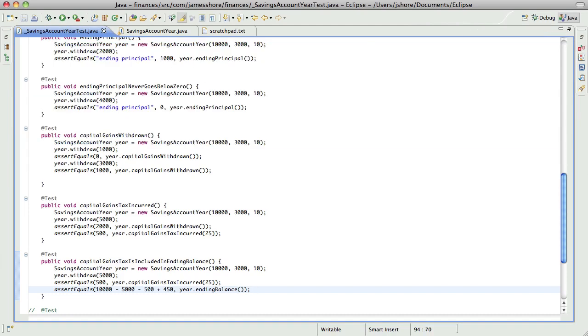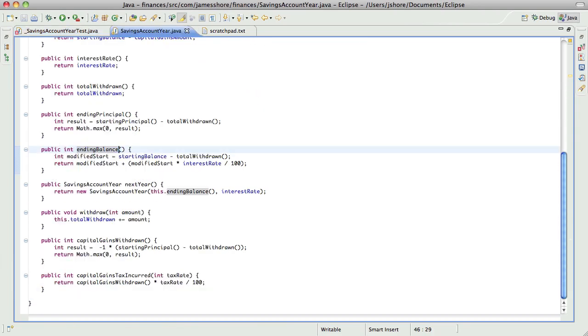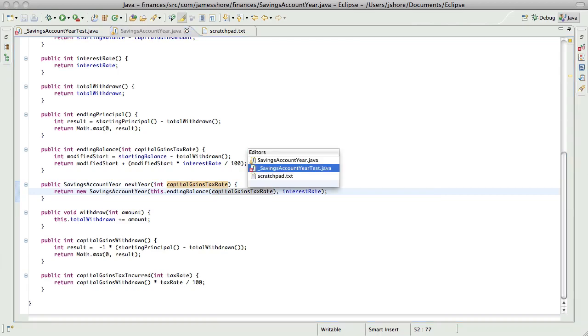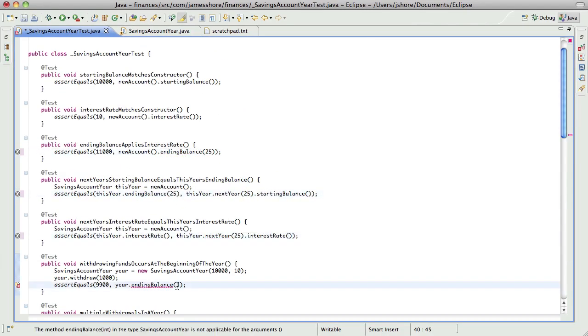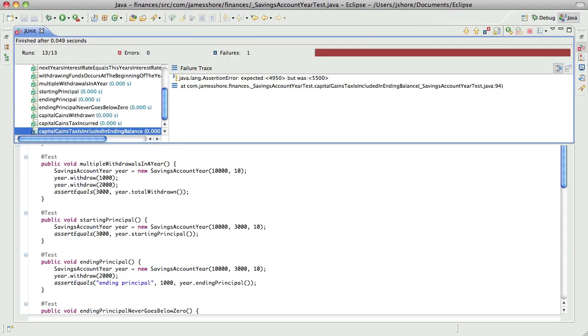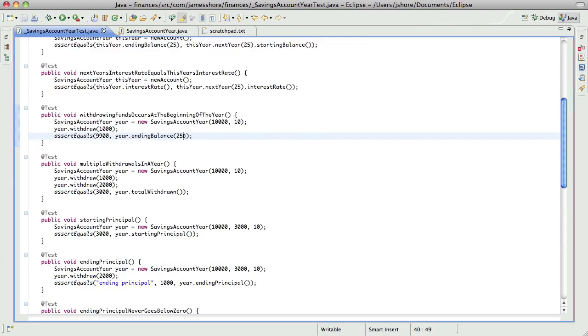The ending balance, we're going to have to pass in that tax rate. And that's going to just mess everything up. Let's see what happens. We'll take in our int capital gains tax rate. That is going to blow up everything. I think I see a lot of cleanup in our next video. Capital gains tax rate. Here I am hacking again. I do that a lot. You've probably noticed. Okay, expected 4950 but was 5500.